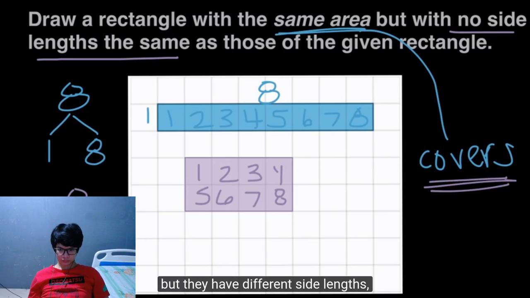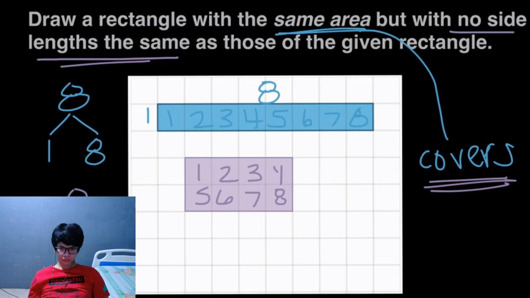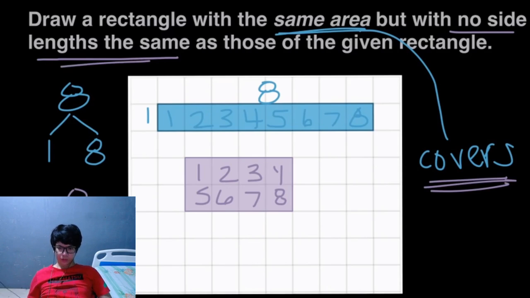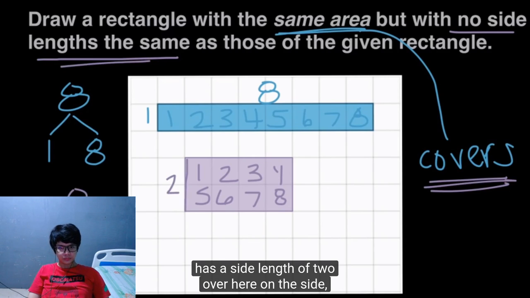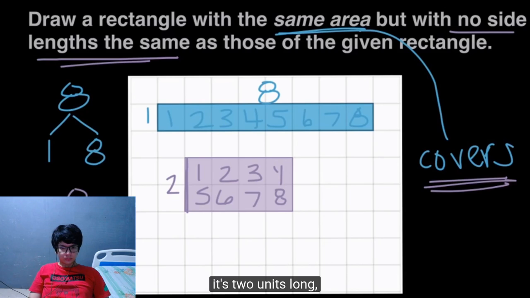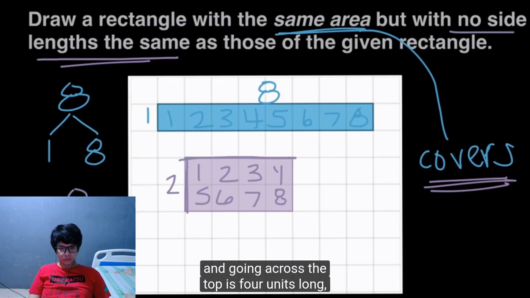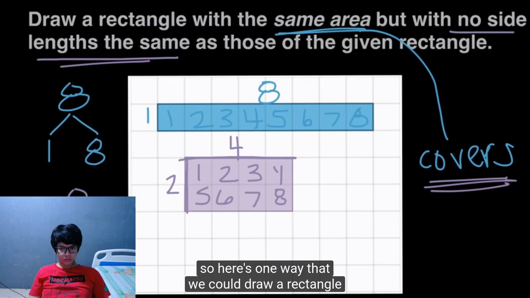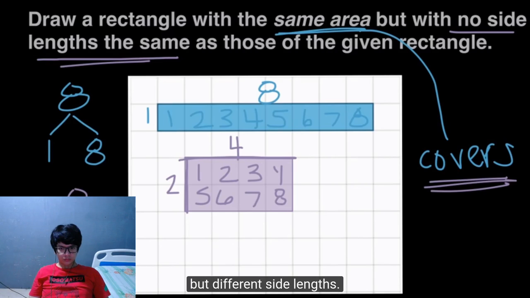But they have different side lengths because our new rectangle has a side length of 2 over here on the side. It's 2 units long. And going across the top is 4 units long. So it has new side lengths. So here's one way that we could draw a rectangle with the same area but different side lengths.